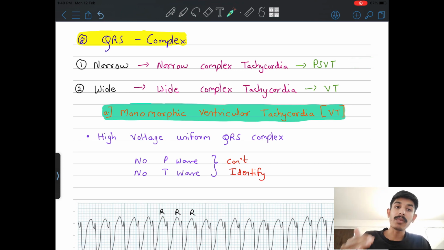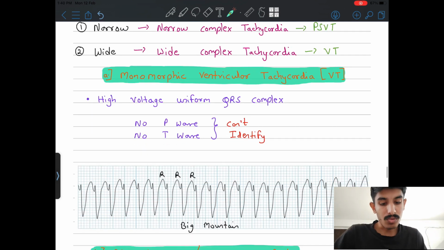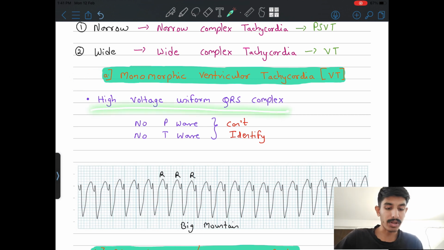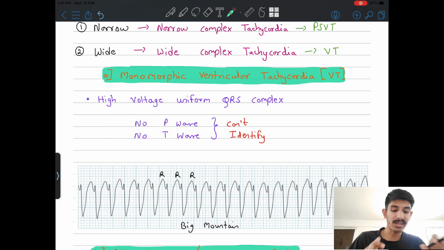Now we will study ventricular tachycardia. There are two types of ventricular tachycardia, mono and poly. First we will study mono. What is monomorphic? High voltage uniform QRS complex. So no P wave, no T wave, you will see in the ECG.